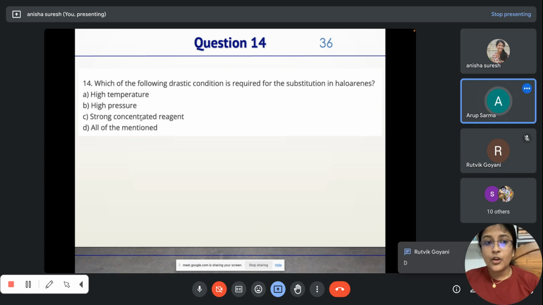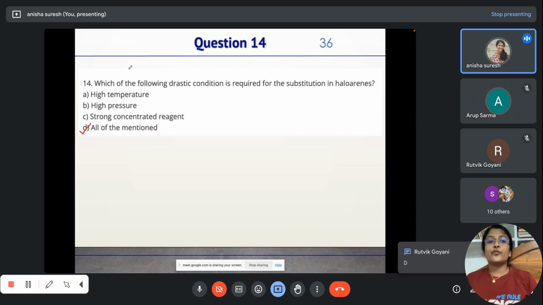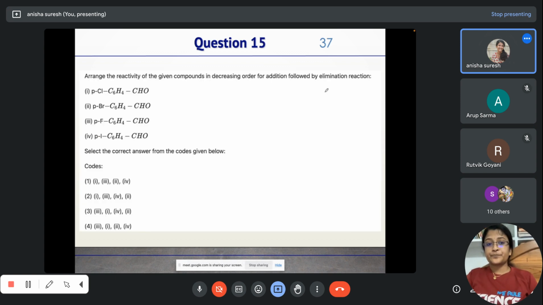All of them mentioned. Okay, all of the mentioned is the correct answer. So for substitution of haloarenes, we require drastic conditions like high temperature, high pressure, presence of strong concentrated reagents like sodamide in liquid ammonia, etc. So all these conditions are applicable for the drastic conditions that are required for substitution in haloarenes.